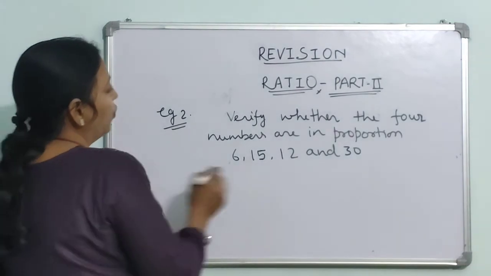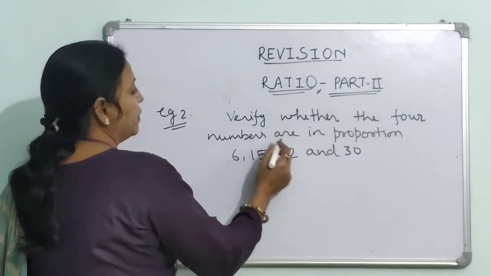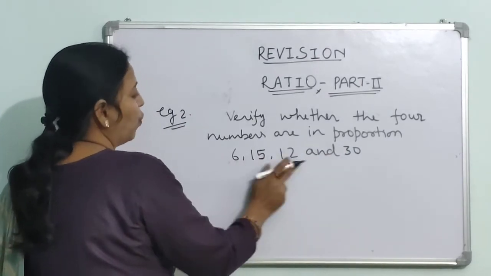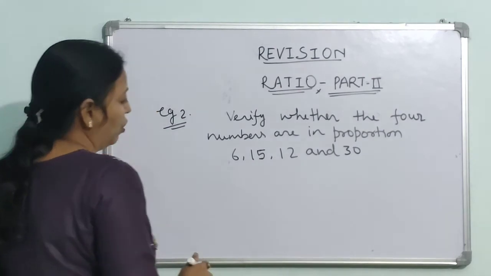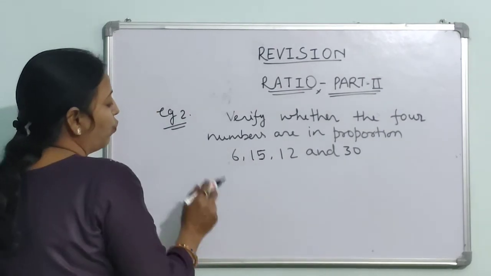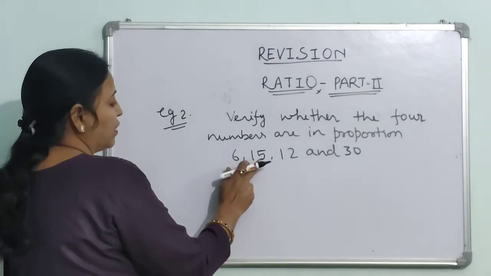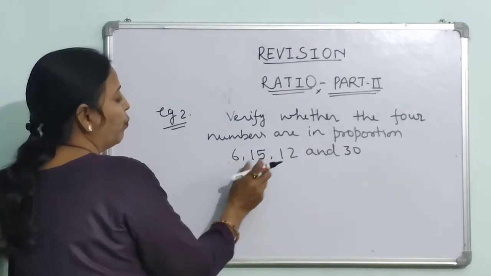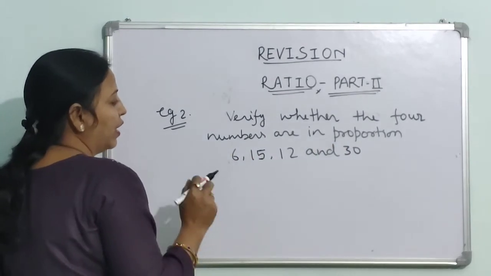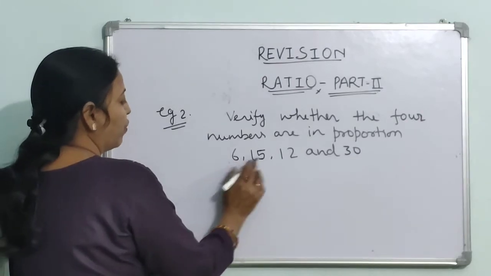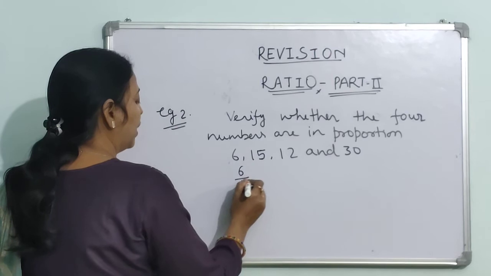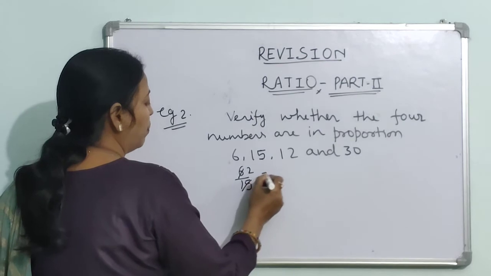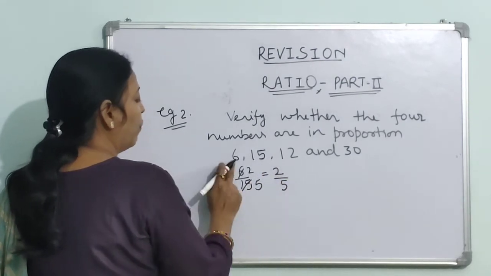Now example 2: verify whether the four numbers are in proportion. Here these four numbers are given. You have to check whether these four numbers are in proportion or not. To verify that, you will take the ratio of the first and second number and the ratio of the third and fourth number. If both the ratios are equal, then we can say they are in proportion. So take the ratio of the first and second number: 6 divided by 25. You can simplify it. 3 2s are 6, 3 5s are 15. So in simple form it is 2 by 5, the ratio of first and second.